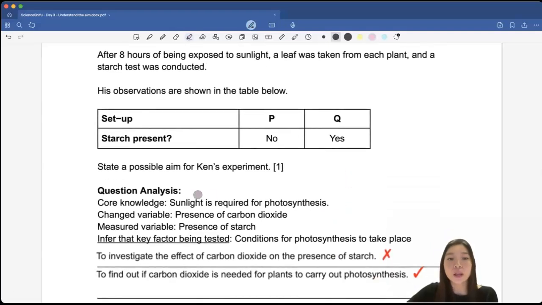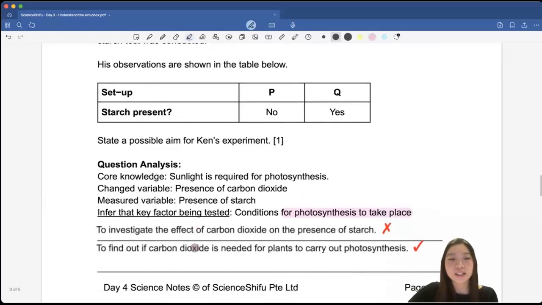So firstly, students need to know that sunlight is required for photosynthesis. Identify the change variable, identify the measured variable. And from the change variable and measured variable, we have to infer that the key factor being tested is the conditions for photosynthesis to take place. With that, we will be able to write down our aim.